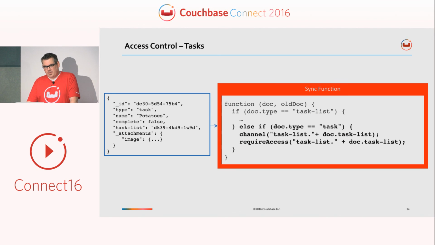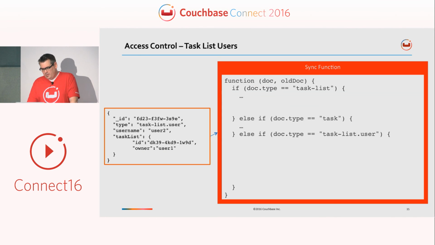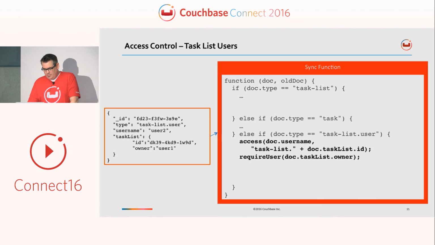So right now, based on what we just went through for the task list document, the only person who has this write access is the owner of the list. We need to fix that, and obviously that's going to be part of our task list user doc. So we'll add a new block to the sync function for task list users. Within that, we'll grant access to the user who's getting the grant, and we'll give them back to the task list document. And then we'll also require user being the doc task list owner, because if we're adding task list users, the only person we want to be able to do that is the owner.